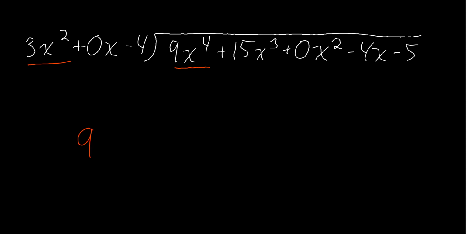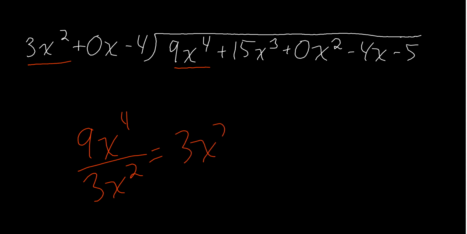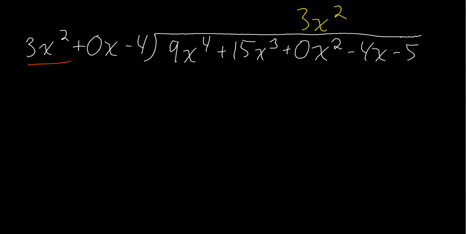We have 9x to the 4th divided by 3x squared. What is 9x to the 4th divided by 3x squared? That's going to be 3x squared. So I'm going to put 3x squared right up here, over the x squared part. Keeping your ducks in a row will help you tremendously in doing the computation. So please make sure you do that. You don't necessarily have to, but it definitely helps, especially when you do this part right here.